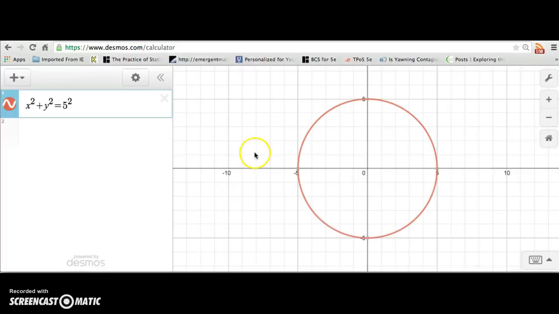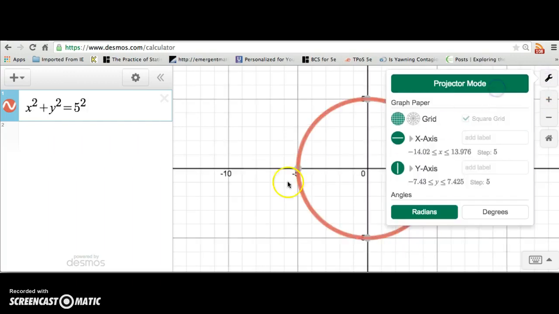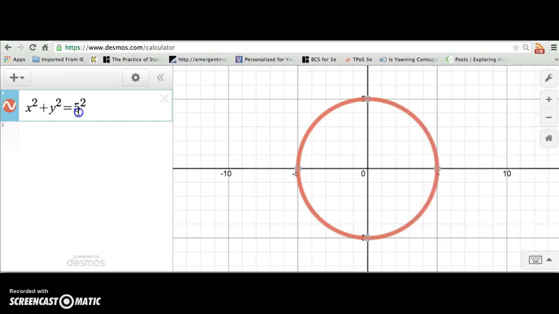So here I've entered x squared plus y squared equals 5 squared. Does this look like the equation of our circle that we had before? Well, it looks like it has the point 4, 3 on it, and the point 3, 4 right there. And it looks like it's got all the points that we need here. But what if my radius wasn't 5? What if it was a different value?